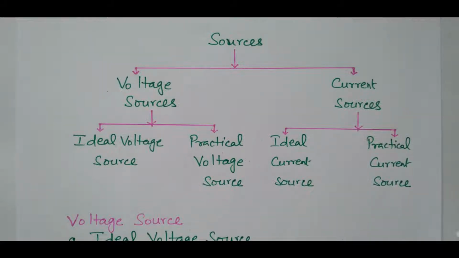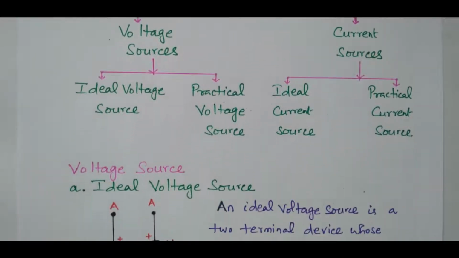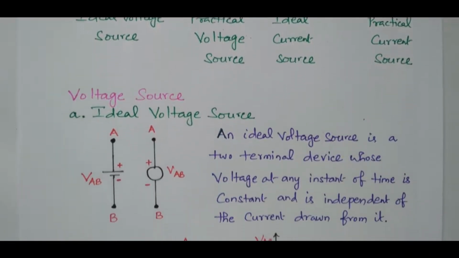Right? The source, we have two types, voltage source and current source. In both voltage and current source we have ideal as well as practical. We will see this one by one. First we will go to the voltage source. In that, ideal voltage source.